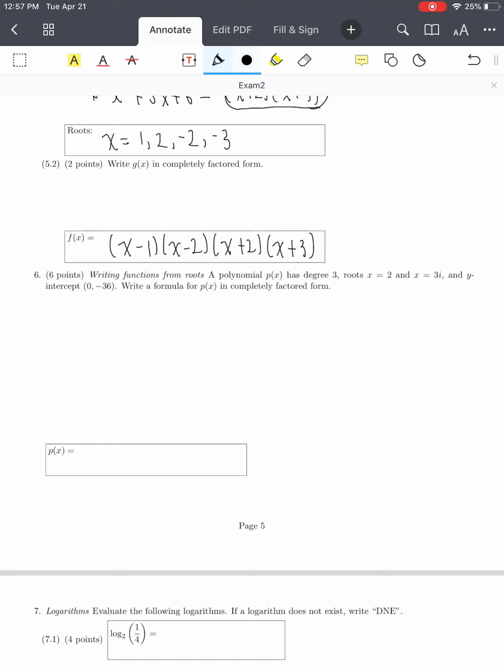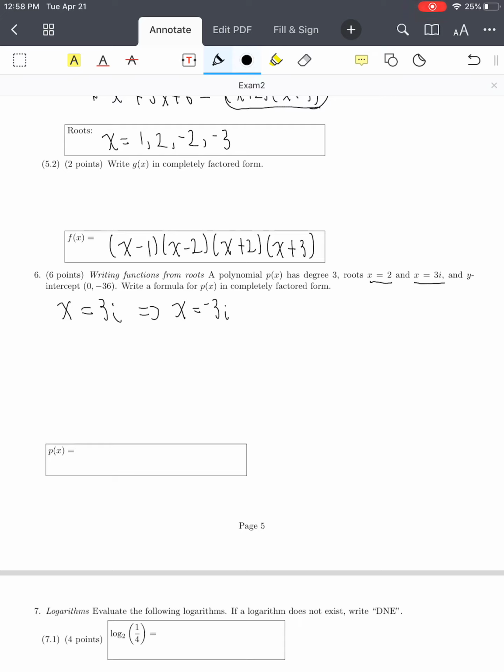So if we have the roots x equals 2 and x equals 3i, remember, imaginary or complex numbers, when they're roots, they always come in complex pairs. So if x equals 3i is a root, then x equals negative 3i is also a root. And that gives us our degree of 3. We have 3 roots, 3 degrees. There we go.